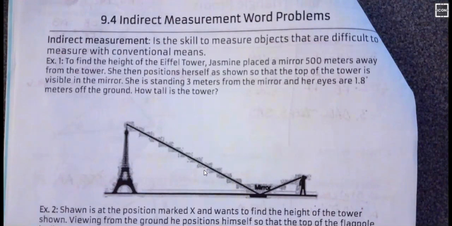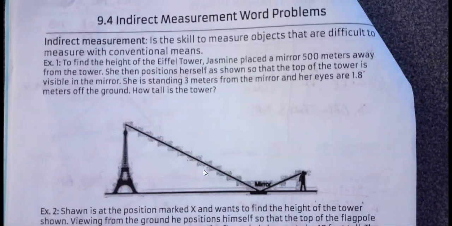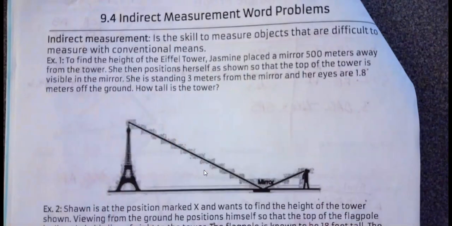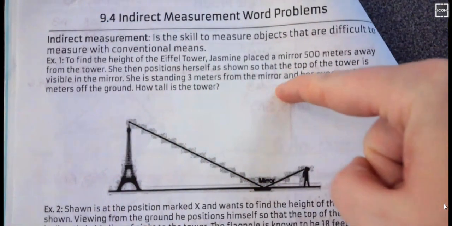Indirect measurement. It's really just a fancy way of saying we're going to have two similar triangles. We're going to set up a proportion and solve. You've actually already done this. The only difference is you have to be able to read the words in order to label them. And I don't really know what's going on in this picture, why this is happening, but it is what it is.